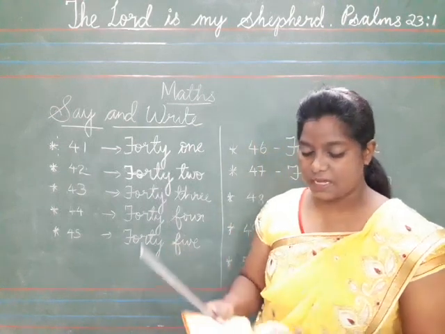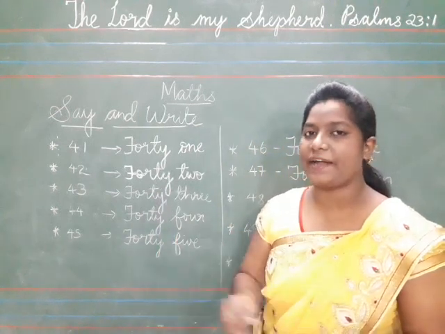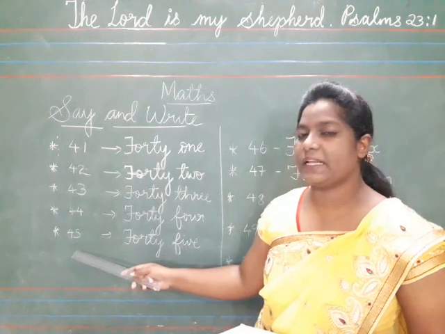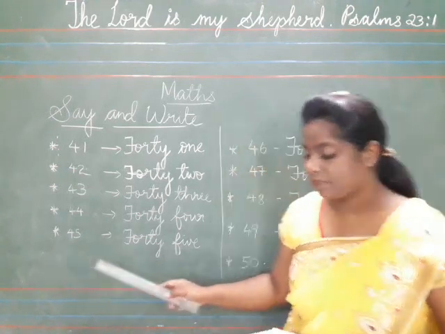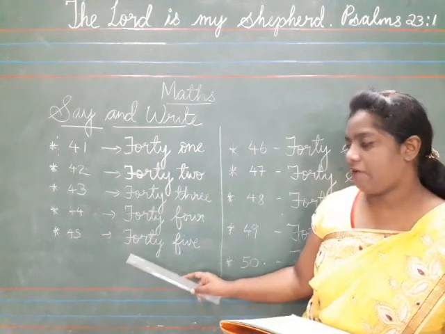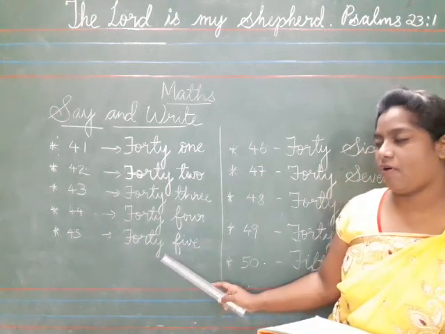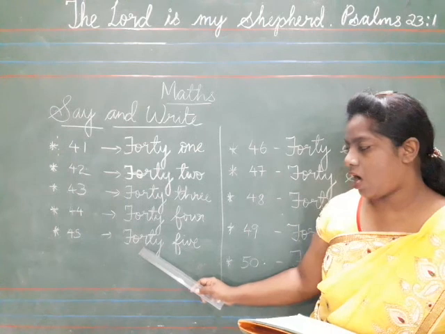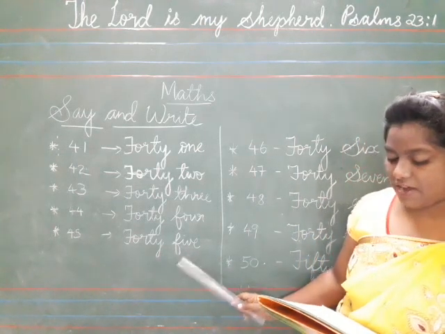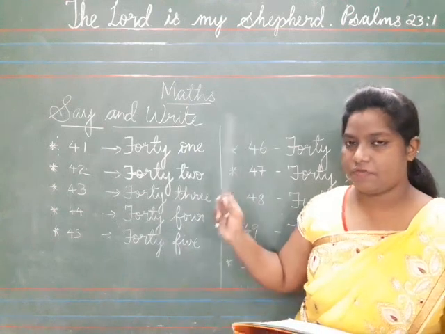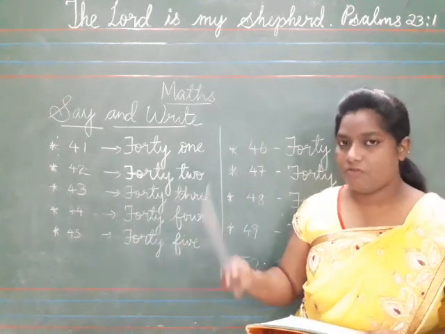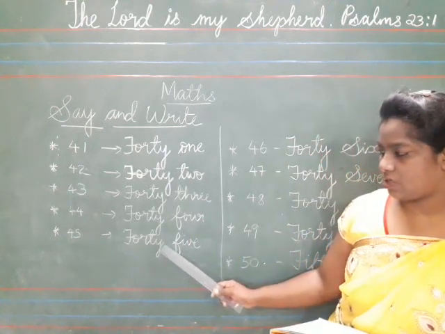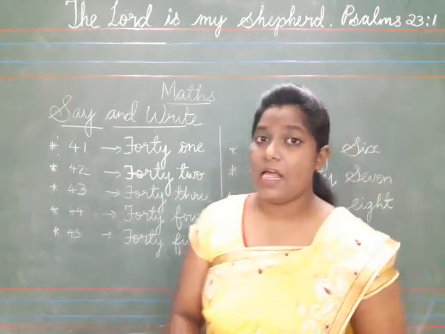Then shall we move on to the next page? How many flowers? What is the number written there? 45. What is the spelling? Look at your book and tell me. F-O-R-T-Y, 45. F-I-V-E, 5. How many flowers? F-O-R-T-Y, 40. F-I-V-E, 5. You should write 6 times. 45. What is the spelling of 45? F-O-R-T-Y, 45. F-I-V-E, 5.